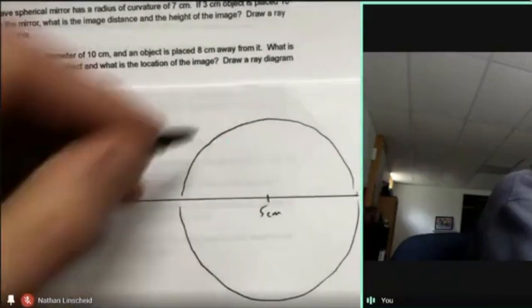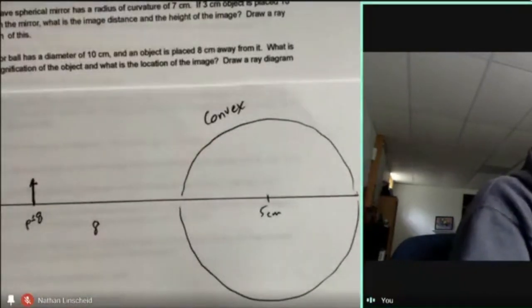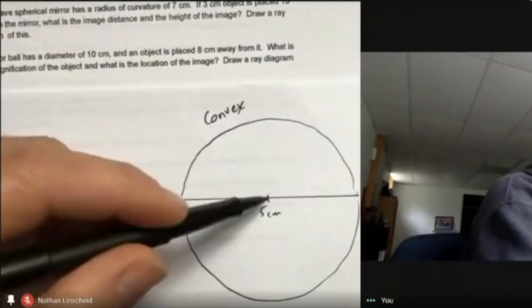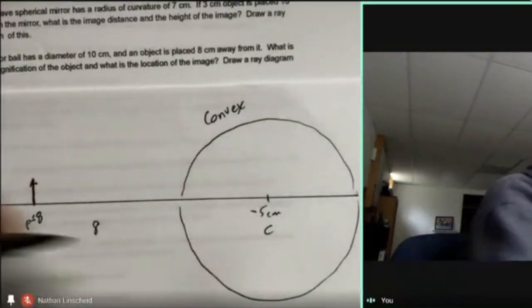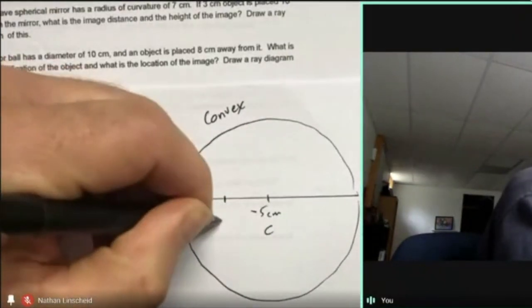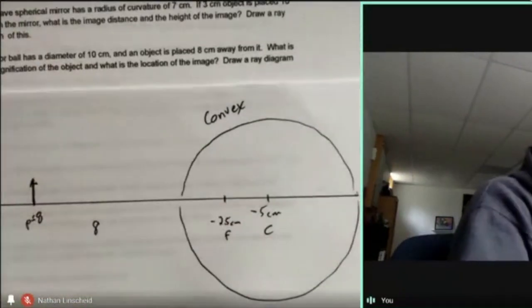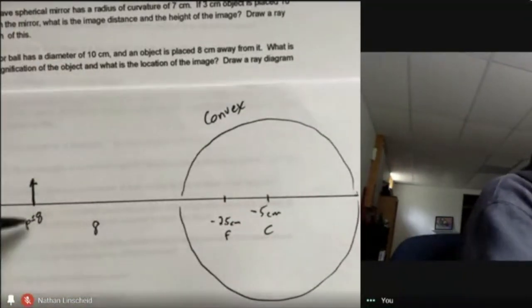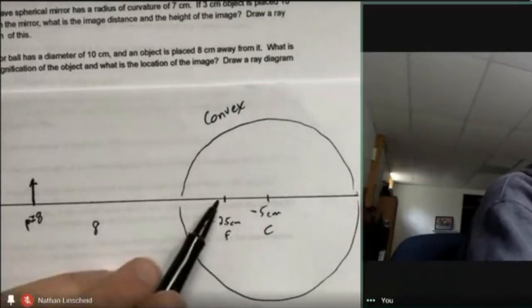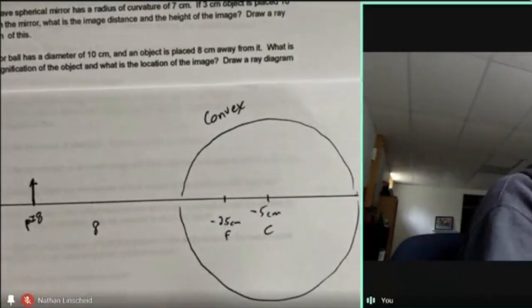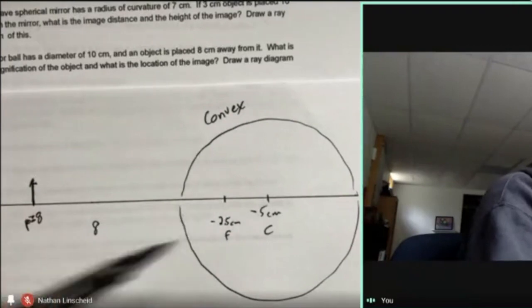So this is a convex mirror, because it's bending away from the object. This is the center of curvature. This is actually negative 5. The focal point will be half of that, which is negative 2.5. Okay, and so negative 2.5 is on the back side of the mirror. No rays of light are actually going to penetrate through this mirror. They're going to all bounce off, but we're going to treat it as if they do.